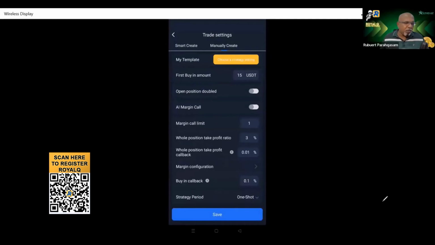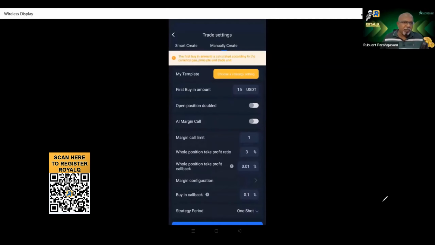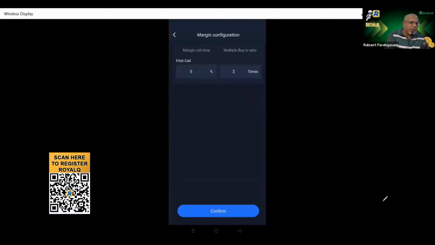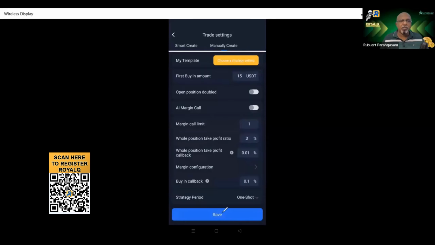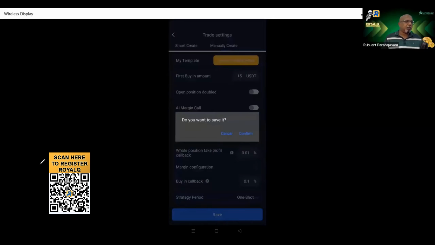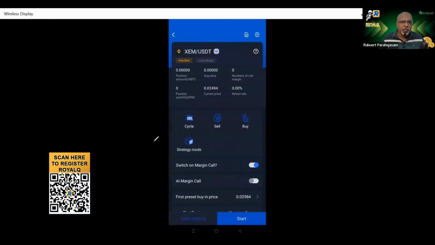Now what we are going to do is you have to save it. After you have given the margin configuration, make sure that you tap on confirm. Once you tap on confirm, you'll come back to this page, tap on save. Do you want to save it? Confirm. Now we are back to this page.